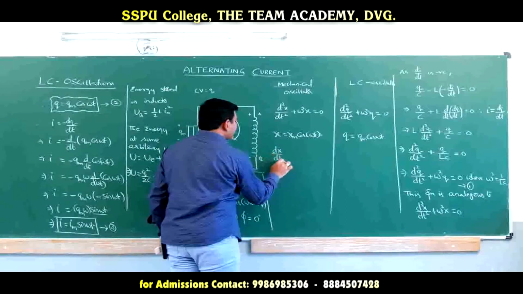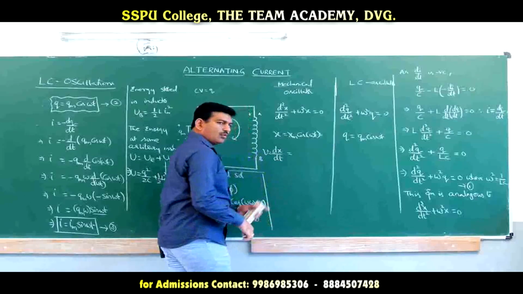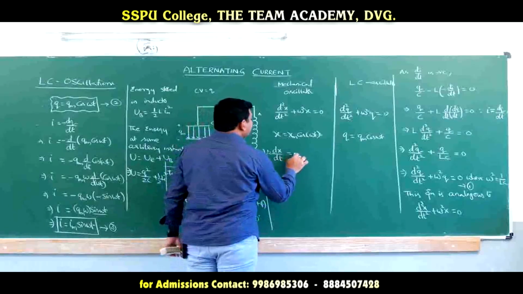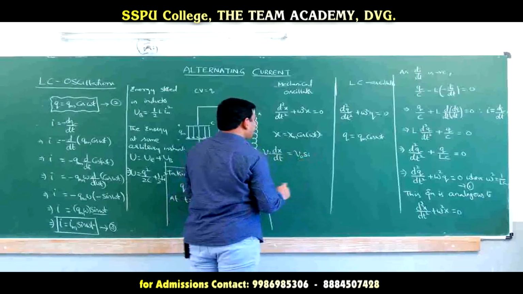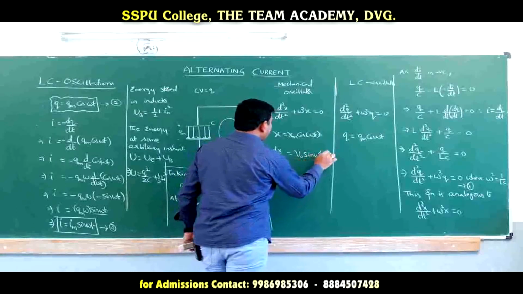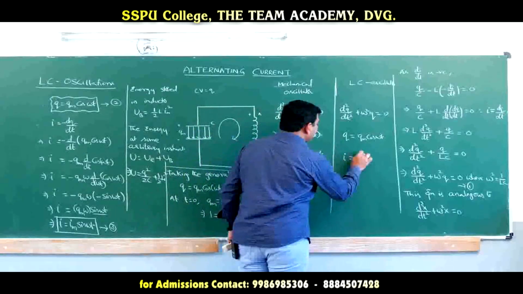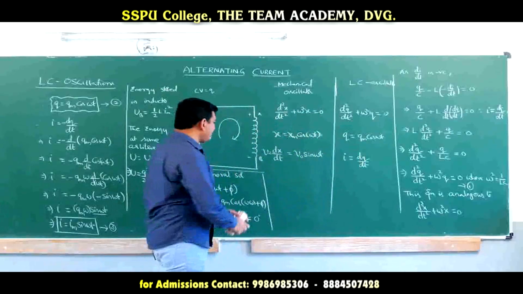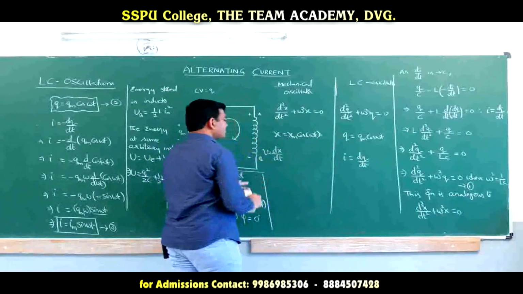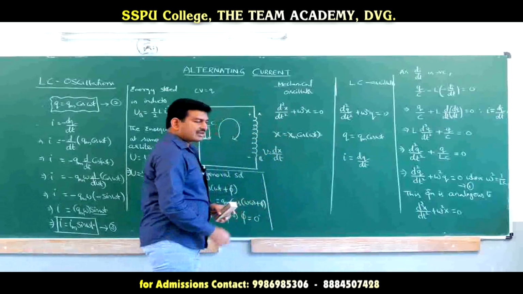And here dx/dt represents what? dx/dt represents the velocity of the oscillator, which we got as v0 sin ωt, or else I can write v maximum into sin ωt, where v = dx/dt. Here current I = dq/dt. Directly I am writing this step only. So v = dx/dt, I = dq/dt. Is it clear or not?